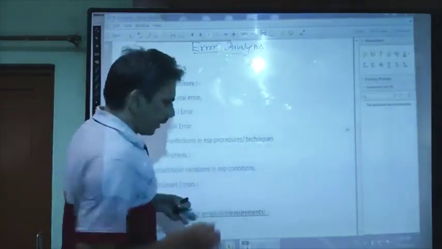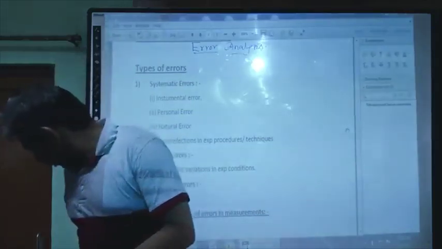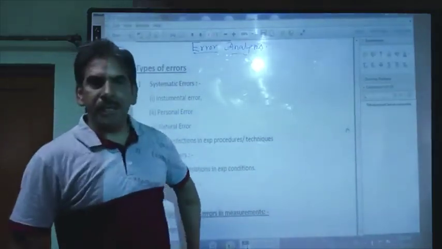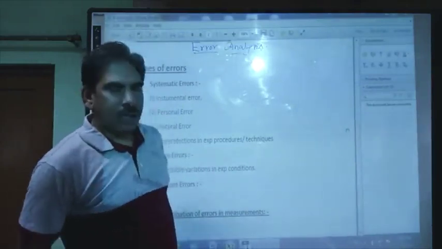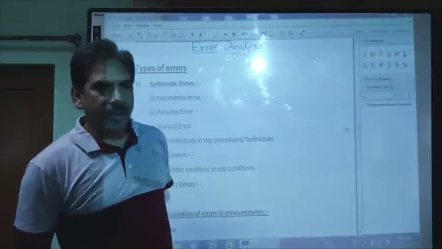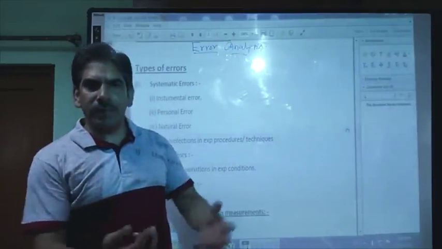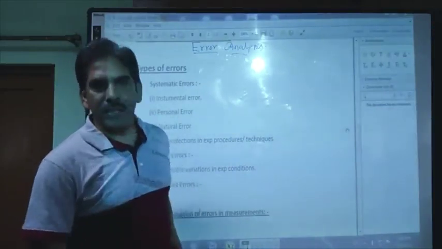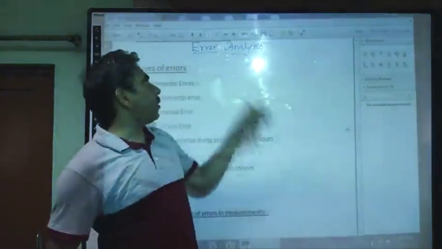The study of errors in the measurements of a given physical quantity is called error analysis. In this topic we try to find out what an error is, what the probable causes of the error are, the types of error, and what the methods are to avoid these errors. So this is all we will understand in this topic of error analysis.